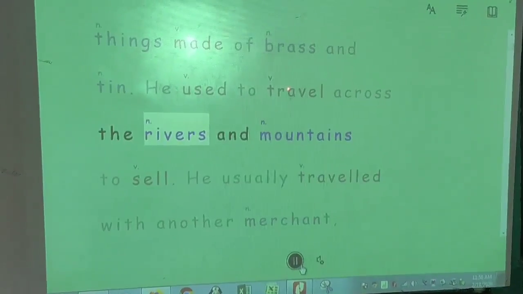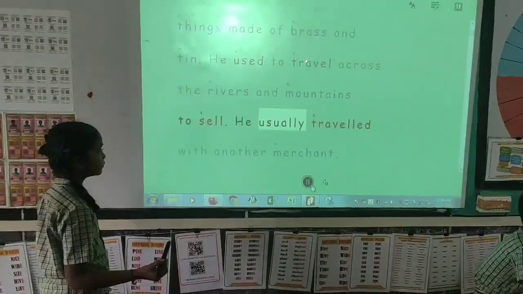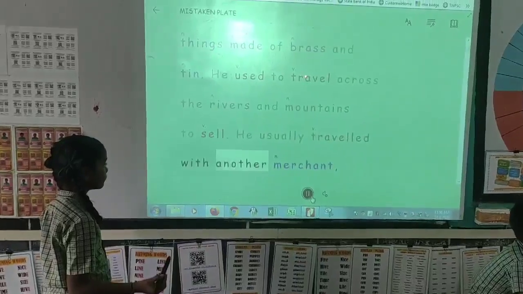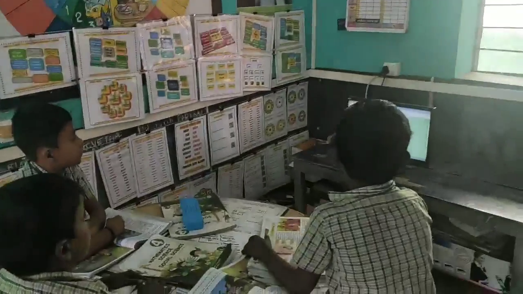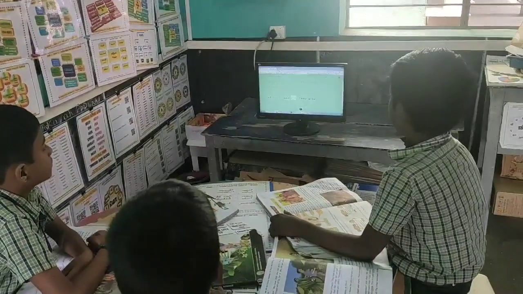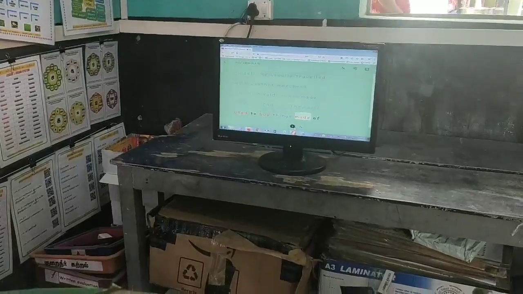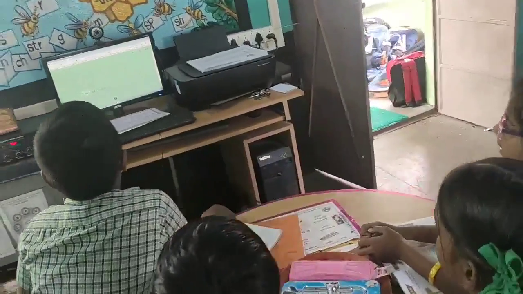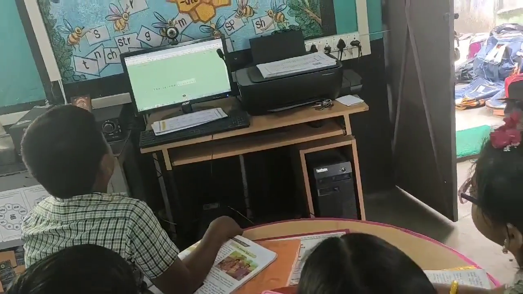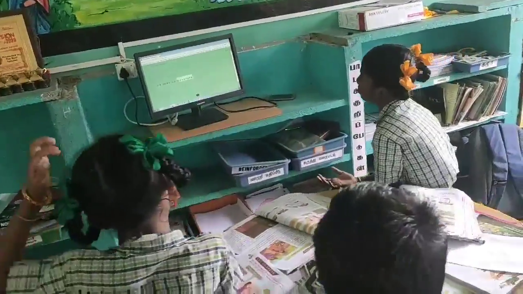Across the rivers and mountains, to sell. He usually traveled with another merchant who also sold things made of brass and tin. They also used to buy things made of brass, to melt in, use. The second merchant was always greedy as he tried to pay as little as possible.